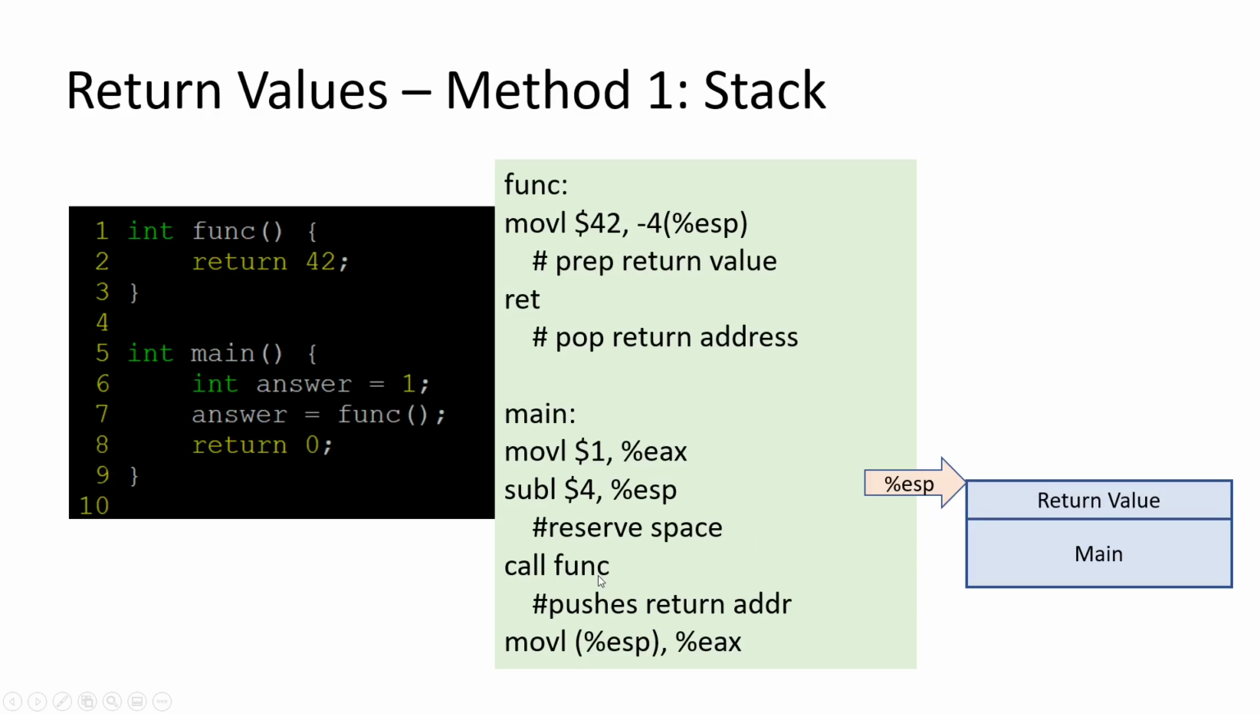And then when I call the function, the first thing this does is it's going to push the return address onto the stack. So the return address gets pushed, the top of the stack is now up here, and we jumped into the function.